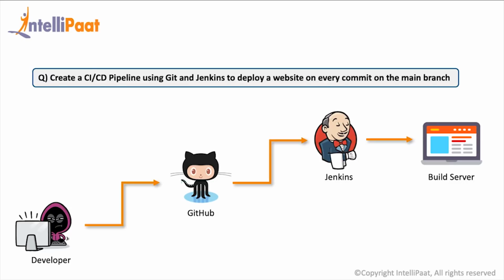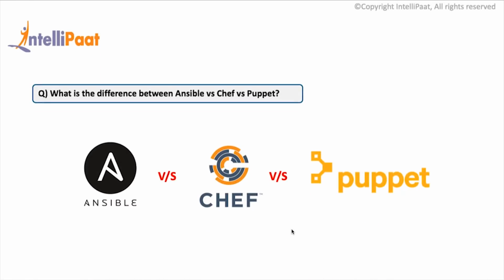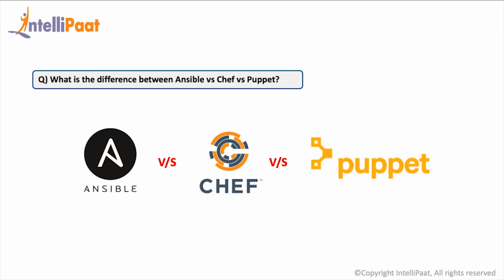Awesome. Let's move on to our next domain, which talks about configuration management and continuous monitoring. So what is configuration management and what is continuous monitoring? Let's understand it. So what is the difference between Ansible, Chef, and Puppet? Now, before understanding the difference between Ansible, Chef, and Puppet, these are basically configuration management tools. What is configuration management?